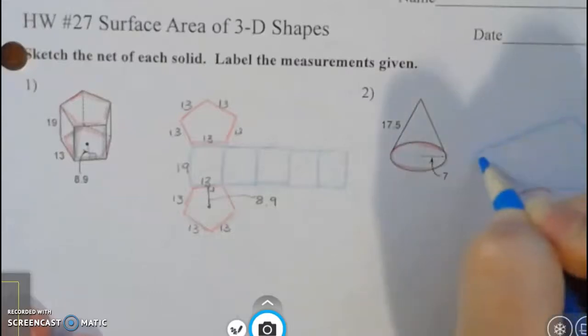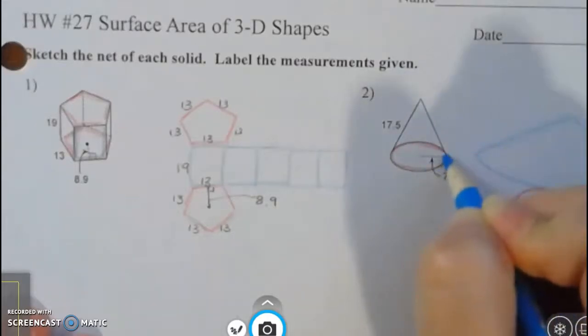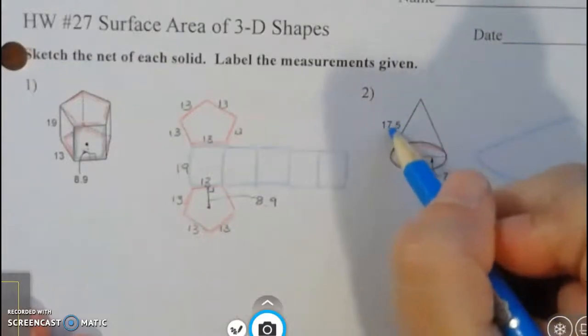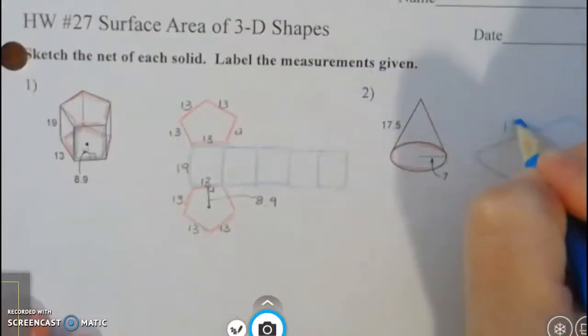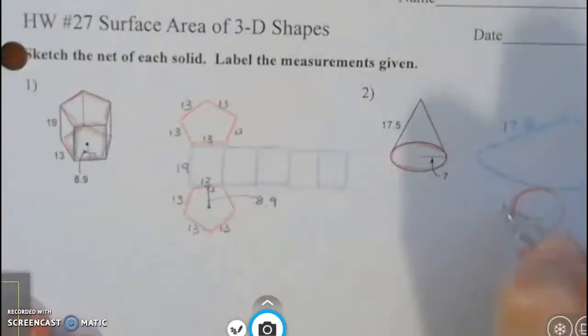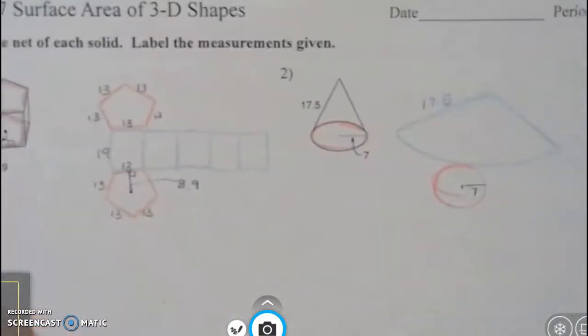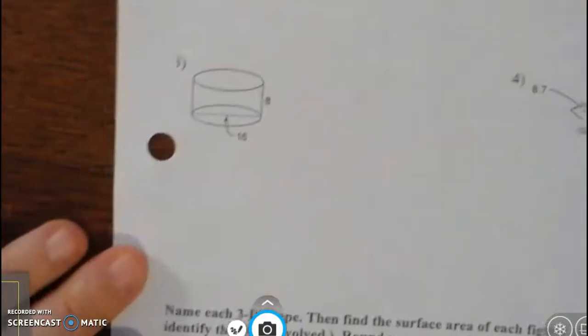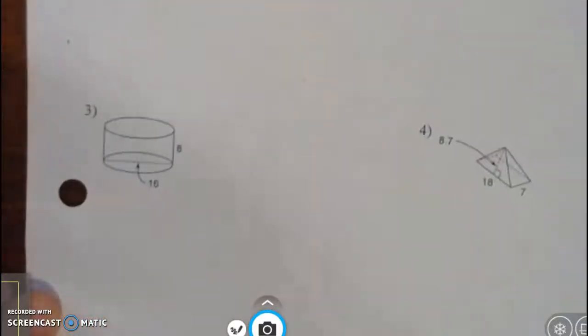And this length from the edge of the cone to the tip is the slant height, which is 17.5. What else do we know? We're told that the radius of the circle is 7 units. So that's my cone's net.